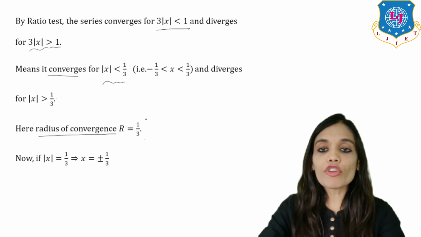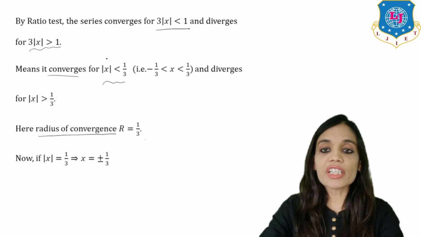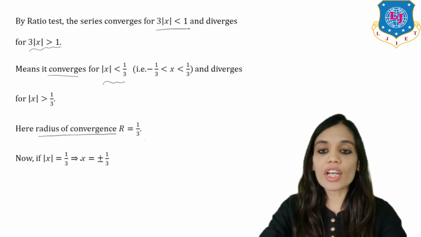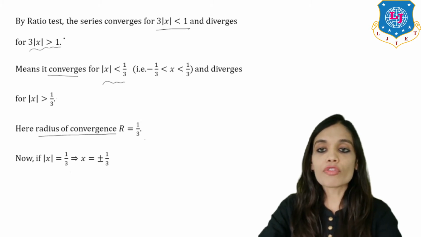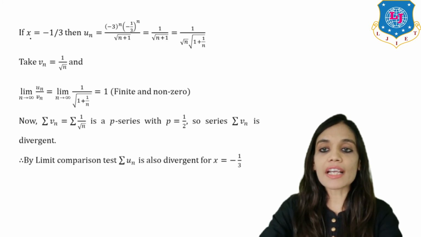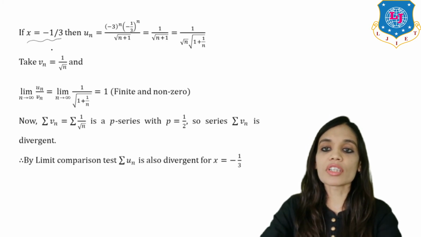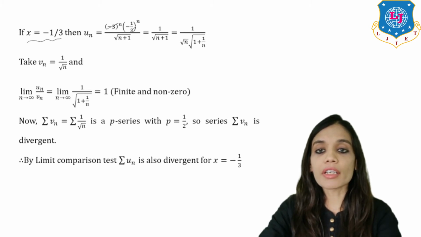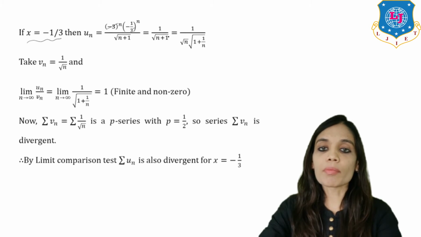Now, before finding the interval of convergence, we will check for mod x equal to 1 upon 3. That is for x equal to plus or minus 1 upon 3. Right? So, firstly, let us begin by putting x equal to minus 1 upon 3 in our un. So, un will be equal to minus 3 raised to n into minus 1 upon 3 raised to n upon square root n plus 1. So minus 3 raised to n will get cancelled out. So finally what will remain? 1 upon square root n plus 1.